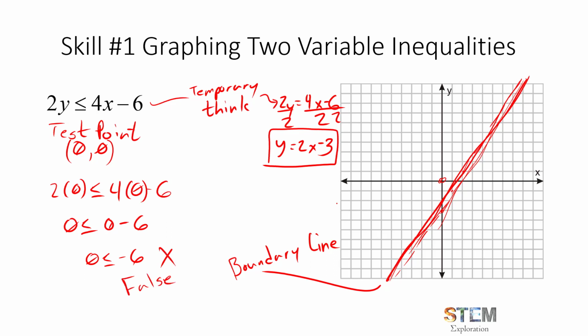What that means is that this side of the boundary line is not a solution, and so I would shade everything on the other side of that test point. No other test point is needed. You just need to check it and see whether it is true or false. If it's true, shade everything on that side of the test point. If it's false, shade everything on the other side of that test point.